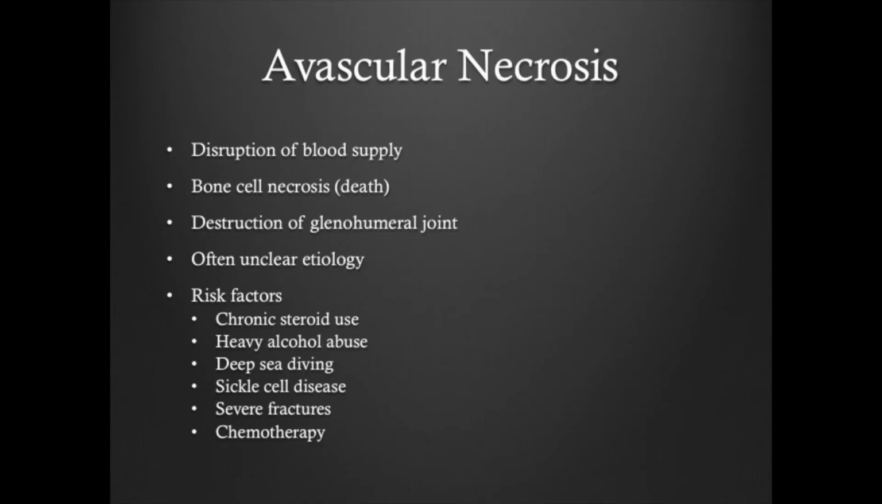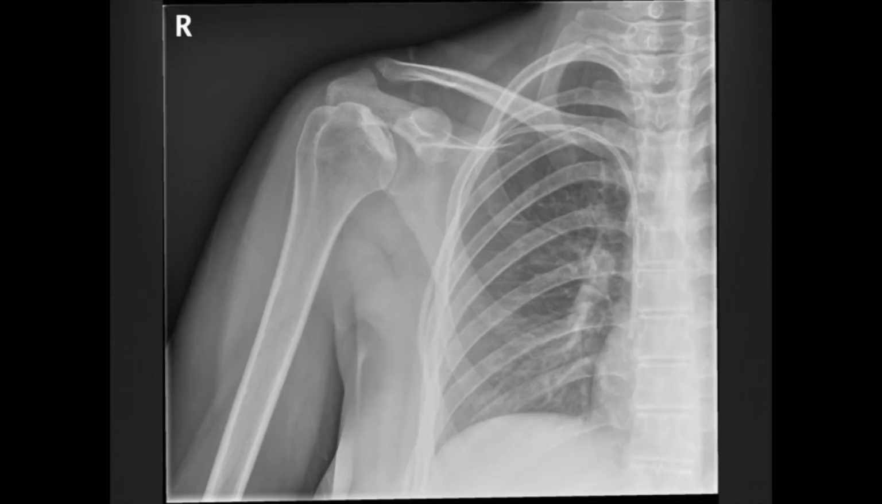Another cause of shoulder replacement is avascular necrosis. Avascular necrosis is a disruption of the blood supply to the humeral head, which results in bone death and destruction of the glenohumeral joint. Although there are multiple causes of avascular necrosis, it is often the case that the cause is unknown. As seen in this x-ray, there is collapse of the humeral head. It has lost its circular shape and there is now bone-on-bone arthritis.